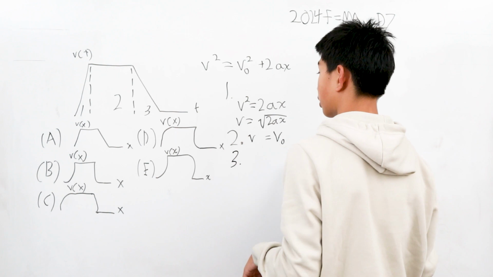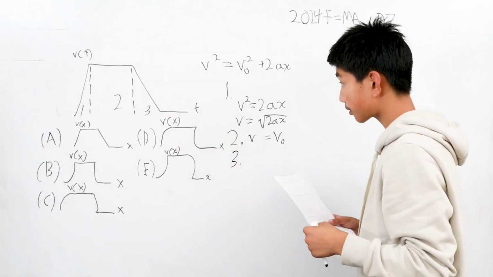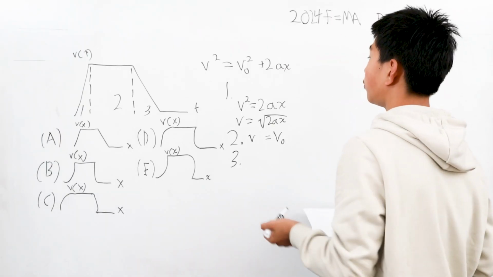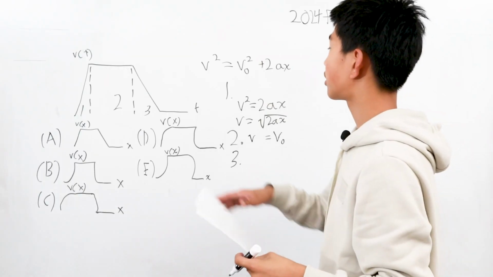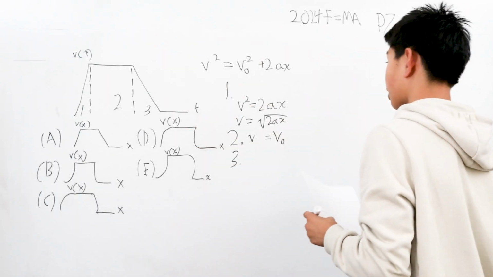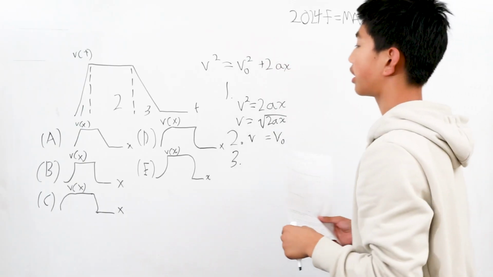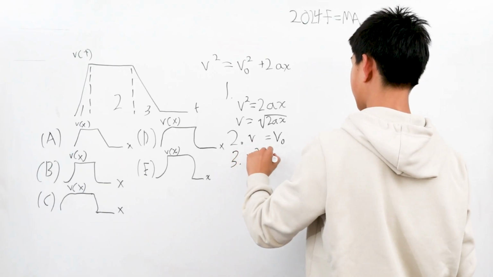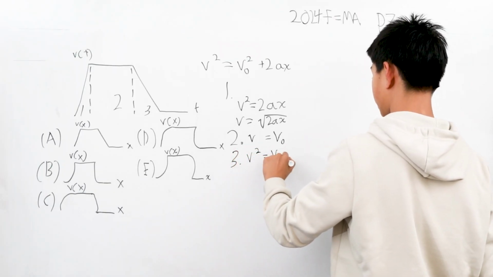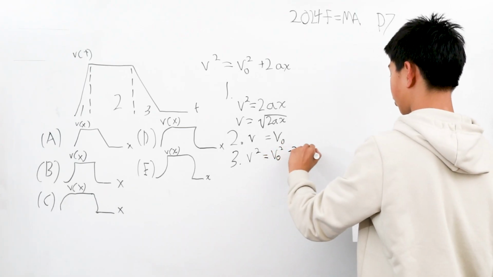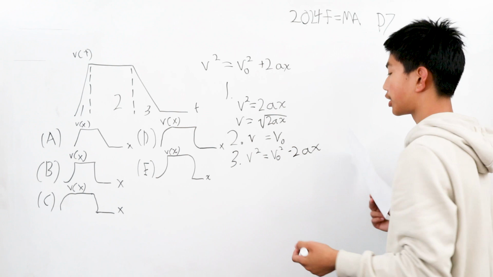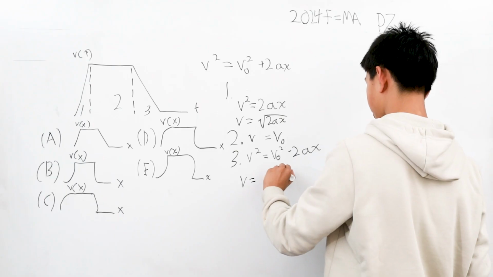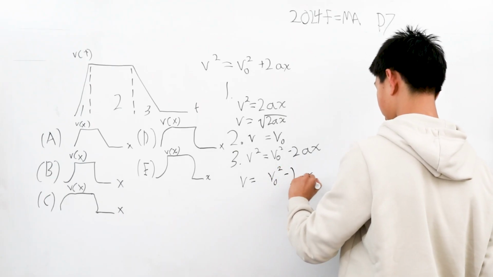Let's move on to the third component, this sliding down. Well, we see here that this is negative because it has a negative slope. So this part has to be negative because it's accelerating slower. So in this case, v squared is equal to our initial velocity squared minus our 2ax. Therefore, square rooting both sides, v is equal to the square root of our initial velocity squared minus our 2ax.